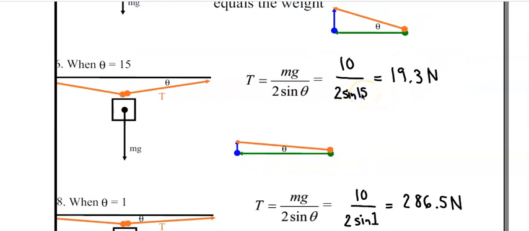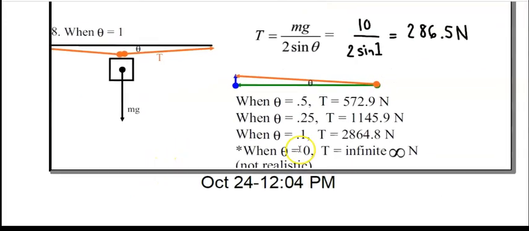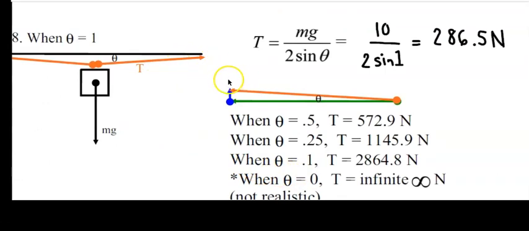And now let's take a look at the last example when the angle is 1 degree or less. When the angle is 1 degree or less, you have mg over 2 sine theta, 2 sine of 1. You have to pull in each cable with 286 newtons just to hold up a 10 newton box. Because the angle is so small, the blue vertical component has shrunken to near nothing, and you need to pull in the direction of the tension with such a large force that you can generate half the weight, which is 5 newtons for each side, just to hold up something that is only 10 newtons.